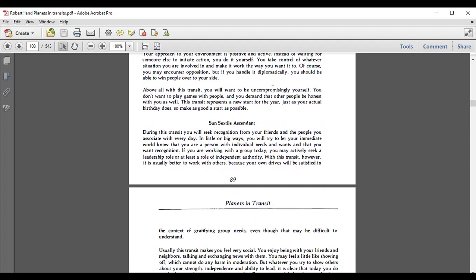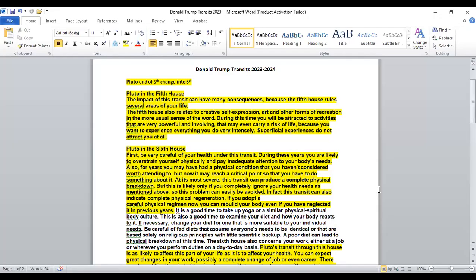All right. So what I did was I just cut and pasted into a file just so I can show it to you easier without scrolling through all that. So we've got Pluto ends the fifth house and changes into the sixth. I put a lot of this in here, and then I highlighted some of the better parts so we can go through.